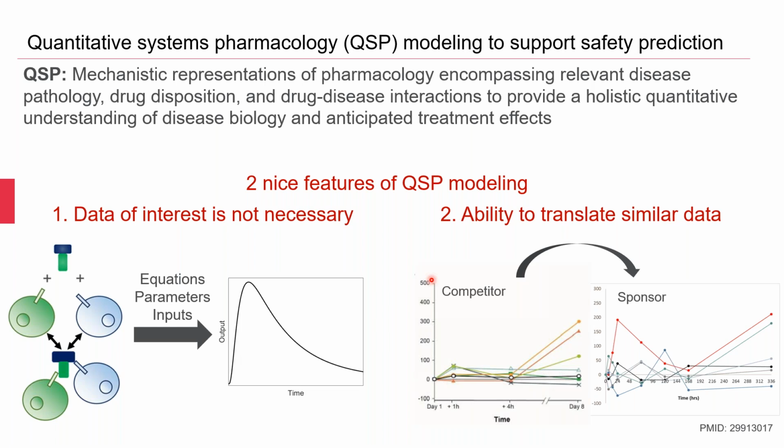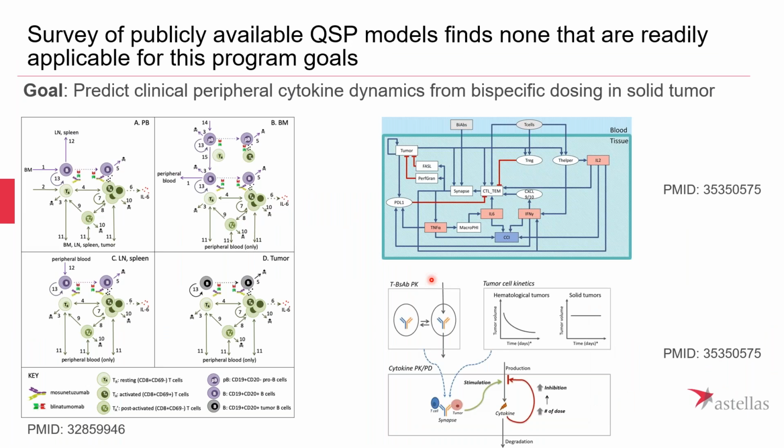And whenever I start these kind of new QSP projects and I'm interested in building or developing QSP models, I think it's always a good first step and a good practice to see what is currently out there. Is there anything that's been published? Is there anything that's readily available that you can take and use for your own program goals and your own purposes? And so for this goal, again, our goal is to predict the clinical peripheral cytokine dynamics from bispecific dosing in solid tumors. From a search of what's out there in the literature, there are some great QSP models that are currently out there that look at bispecifics and even some QSP models that look at cytokine dynamics following bispecifics. But unfortunately, there's really nothing out there at the time that I started this work that was looking at bispecifics, particularly in solid tumors.